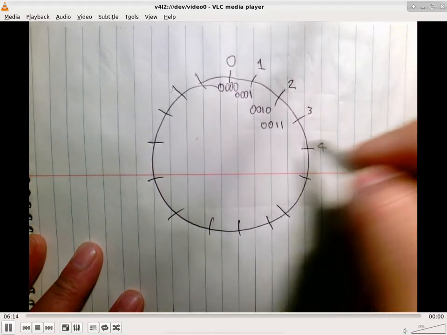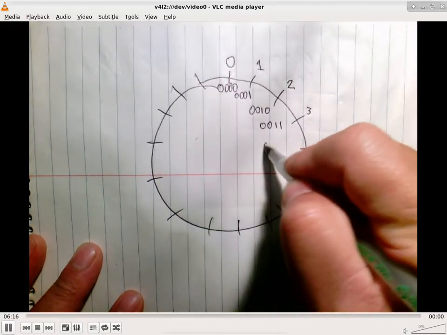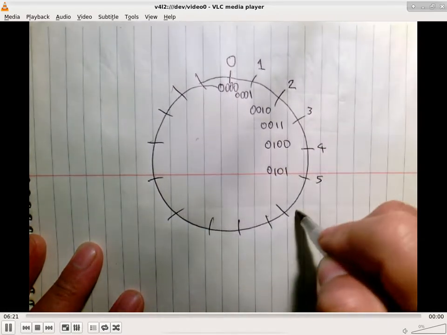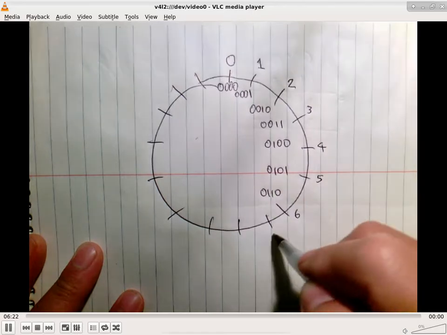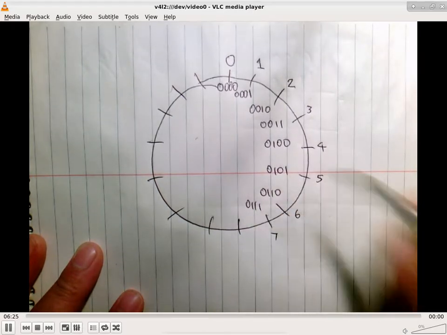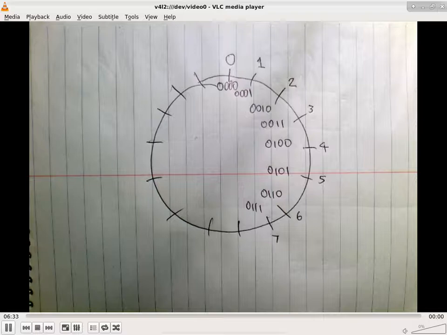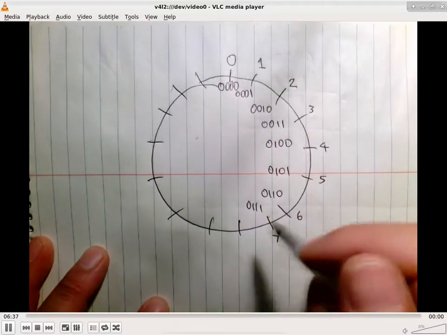Okay, 4 is 0, 1, 0, 0. And so on. So we got this down. Okay, that's not too bad. And I'm not going to fill up the next one. Instead, I'm going to go back to 0 and then go backwards. Okay, never mind, I'll do it this way.